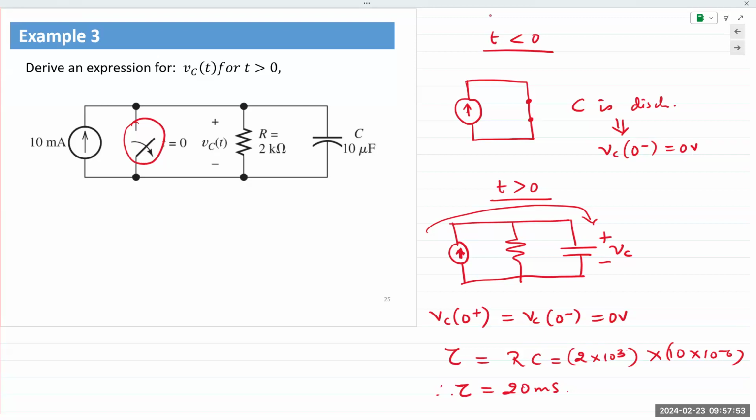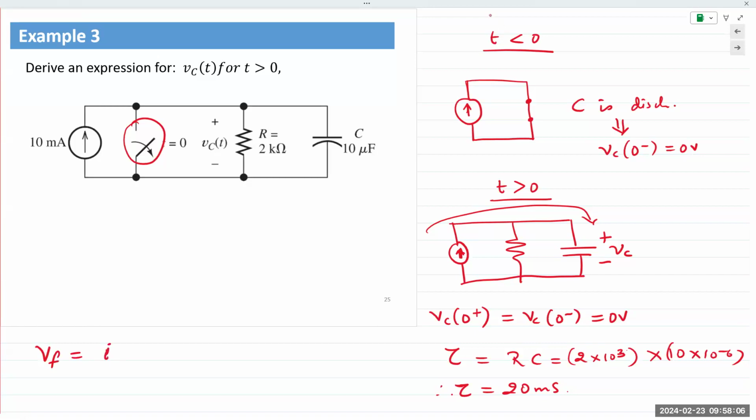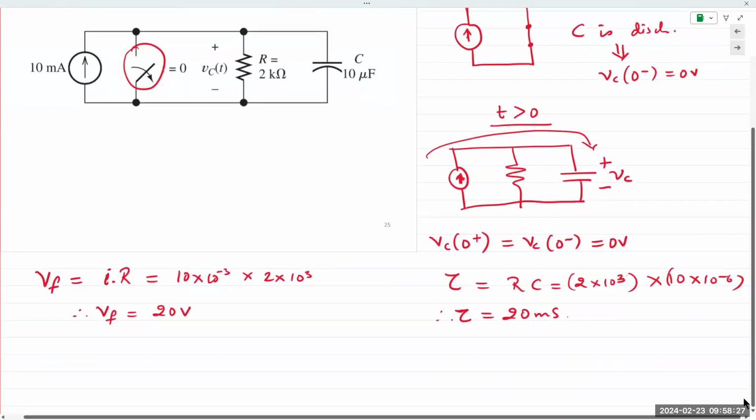Okay, but the source is a current source. So if you wish to find the final value VF, we would simply take the current source. It would be I times R, and I in this case is the 10 milliamp current source times the resistance, and my final value VF would simply be 20 volts. Okay, 20 volts.